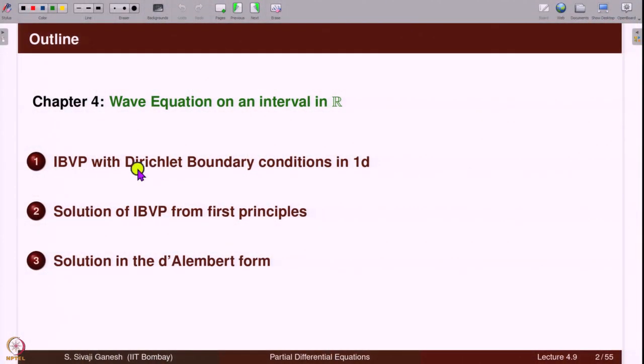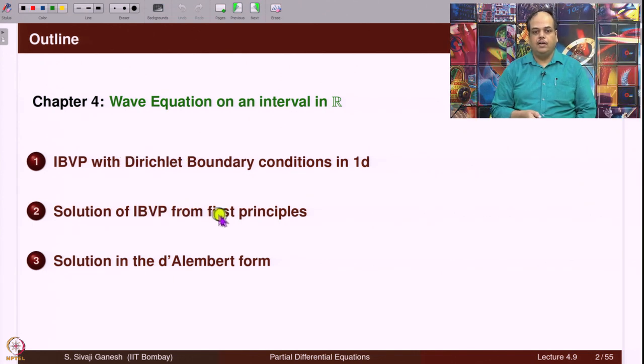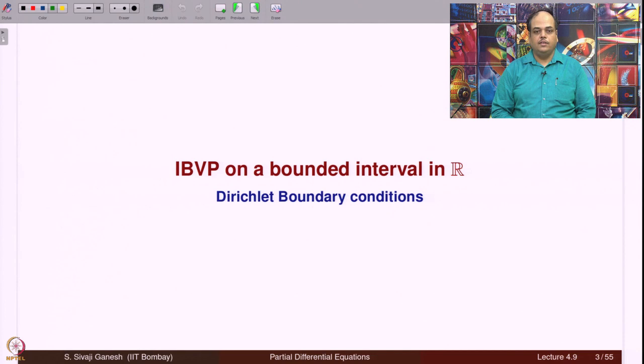So, the outline of the lecture is as follows. We state the initial boundary value problem with what are called Dirichlet boundary conditions in one space dimension, that is, in R, and then we solve this IBVP using first principles. I will explain what first principles mean here. In the end, we would like to express the solution obtained in the form of the D'Alembert solution. Recall, the D'Alembert formula gave us a solution to the Cauchy problem in R. Now, we would like to have a similar formula even for an IBVP. That is the goal here.